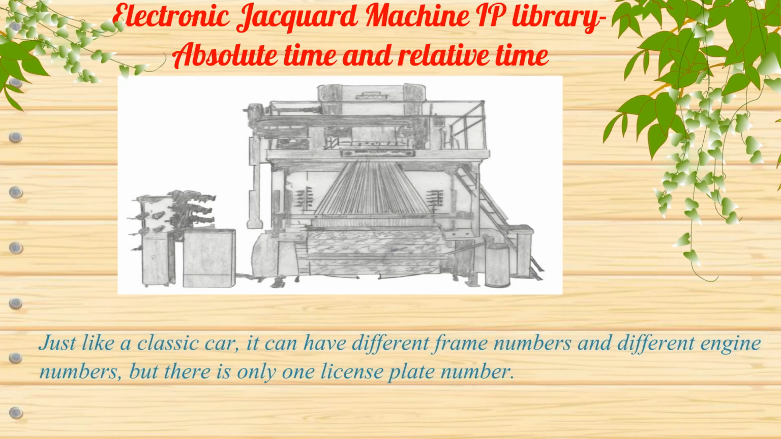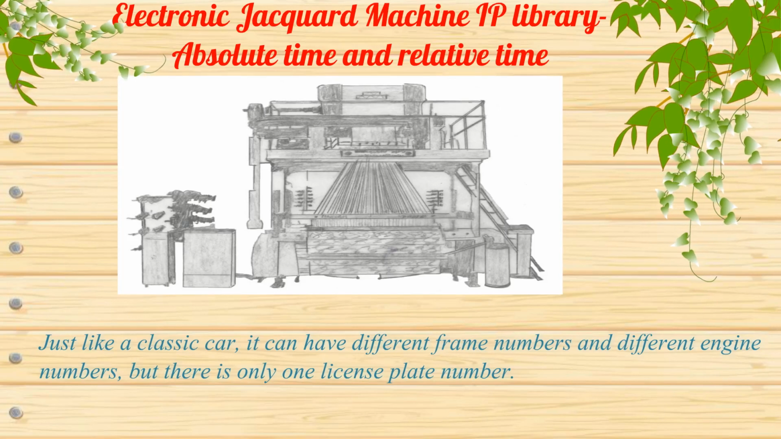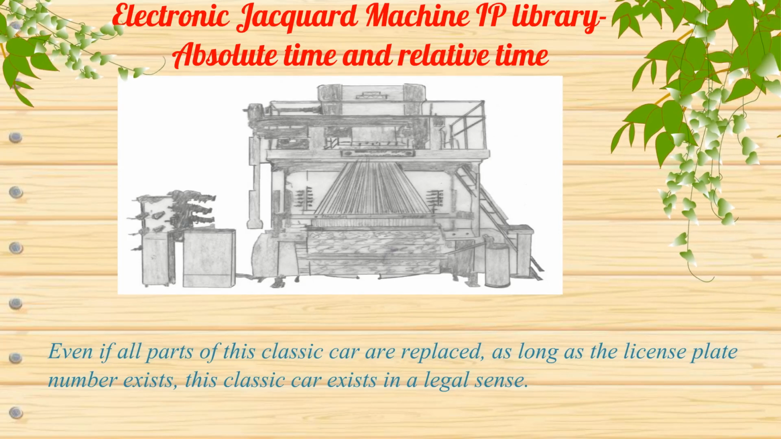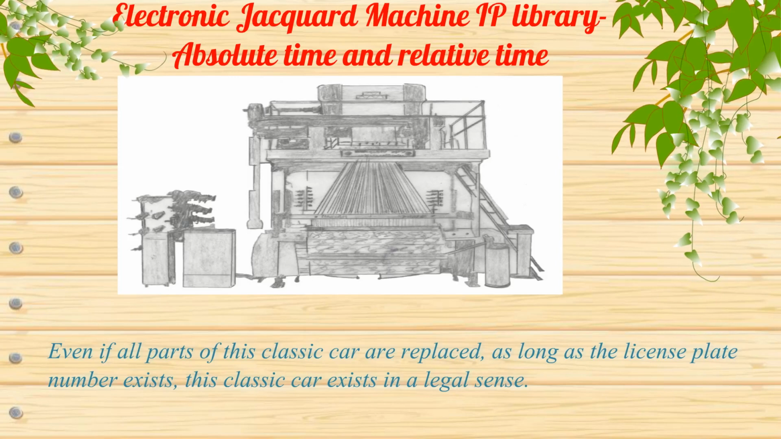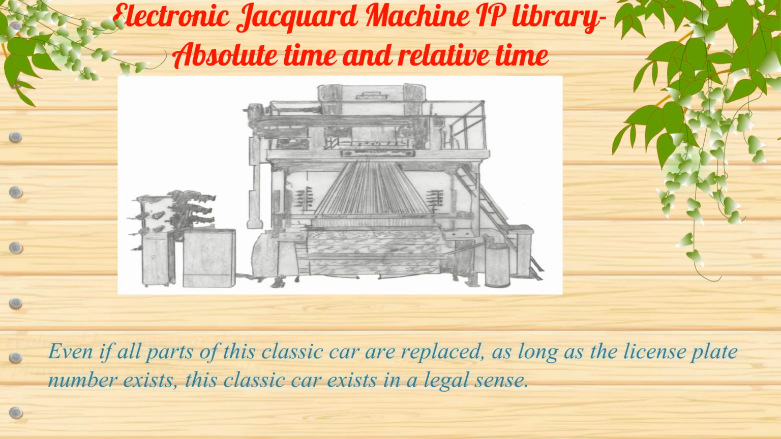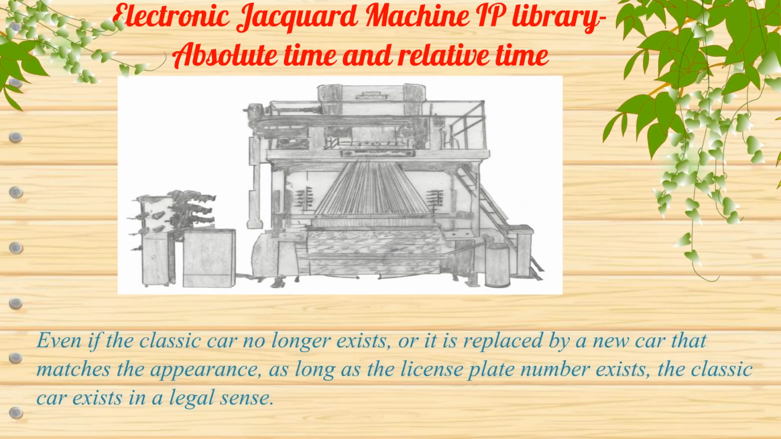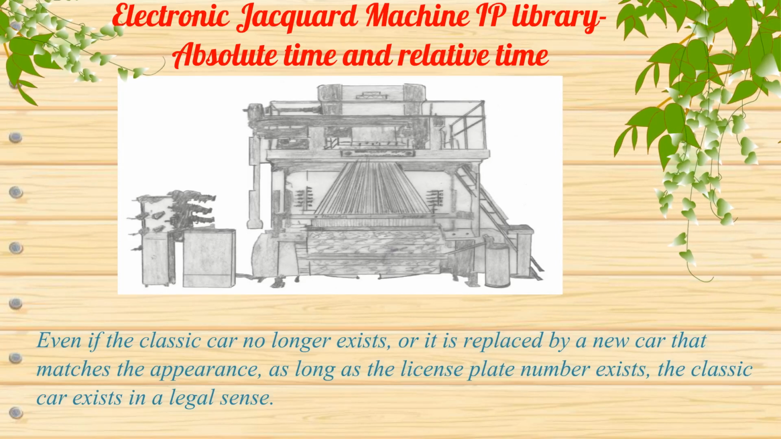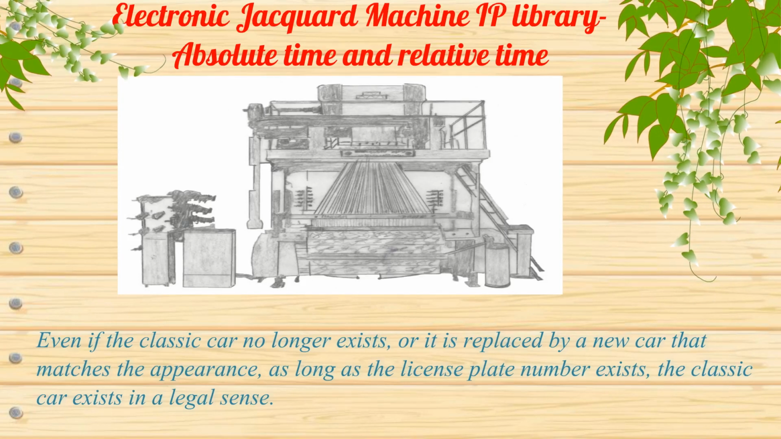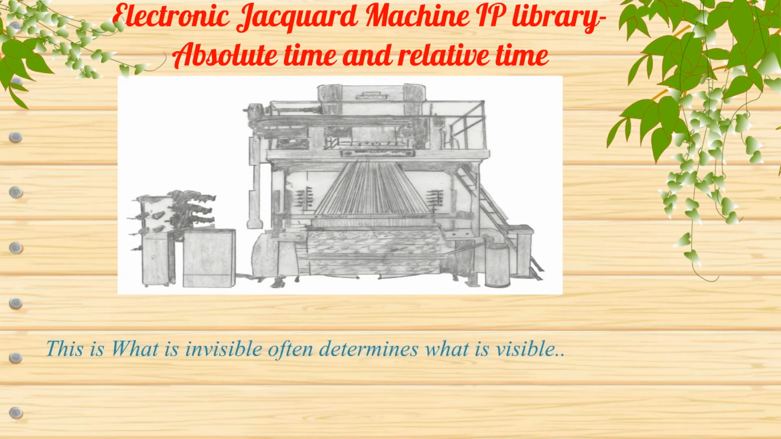Just like a classic car, it can have different frame numbers and different engine numbers. But there is only one license plate number. Even if all parts of this classic car are replaced, as long as the license plate number exists, this classic car exists in a legal sense. Even if the classic car no longer exists, or it is replaced by a new car that matches the appearance, as long as the license plate number exists, the classic car exists in a legal sense. This is what is invisible often determines what is visible.